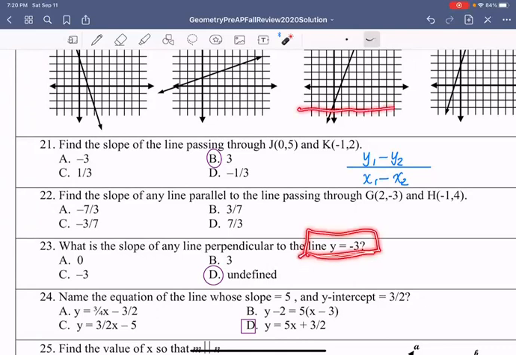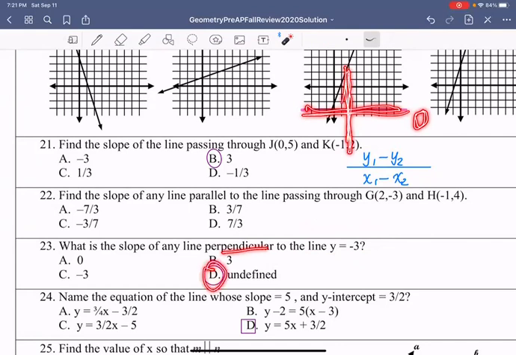Maybe undefined because there's no x. Y equals -3, correct? This is the horizontal line. The slope of this one is 0, right? Perpendicular to this horizontal line is going to this, and the slope is undefined. This pink one, slope is 0. The one perpendicular to the horizontal one is the vertical line, and this slope is undefined, okay?